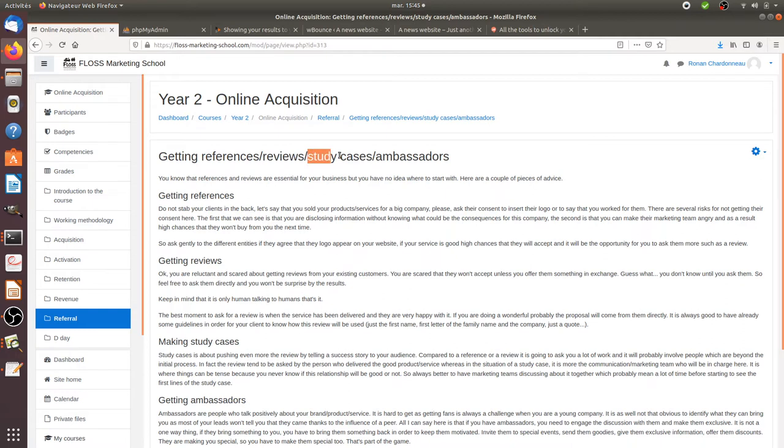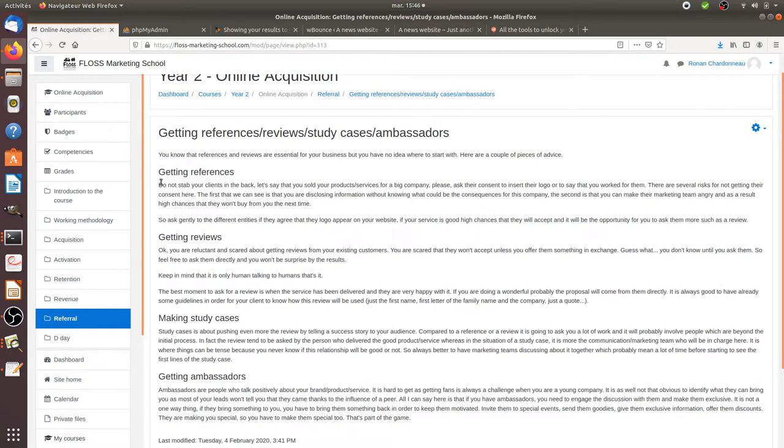Case studies are the next step, in which you build a close relationship between two parties in order to jointly write a full explanation, a full success story, explaining what has been done well and what has been done wrong. And ambassadors are companies or humans who claim that your company or your products are the best in the world. So the first thing is getting references.